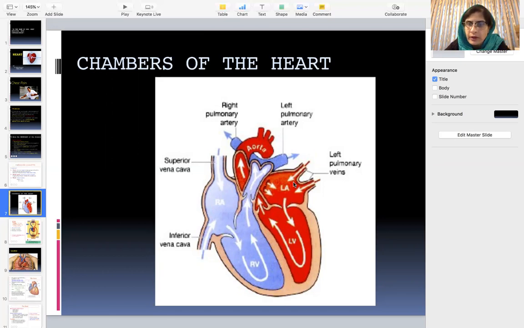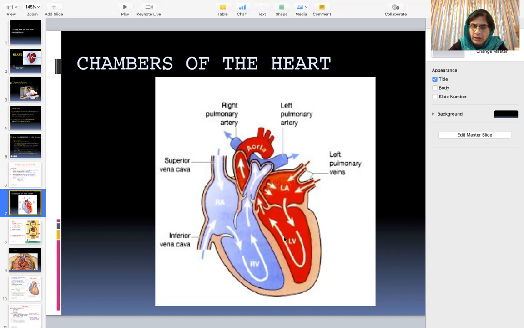Usually you know that veins contain deoxygenated blood, but this is the exception: the left pulmonary veins and the right pulmonary veins coming from the lungs are carrying oxygenated blood to the left atrium. There are four veins bringing oxygenated blood from the lungs into the left atrium and then into the left ventricle.